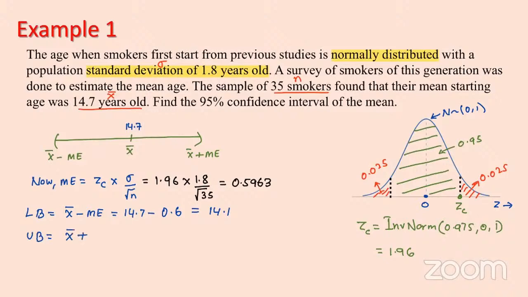And then the upper boundary will be mean plus margin of error. Mean is 14.7, then plus 0.6 when you go to 1 decimal place. What is that equal to? 15.3. So the lower boundary we got is 14.1 and the upper boundary is 15.3.